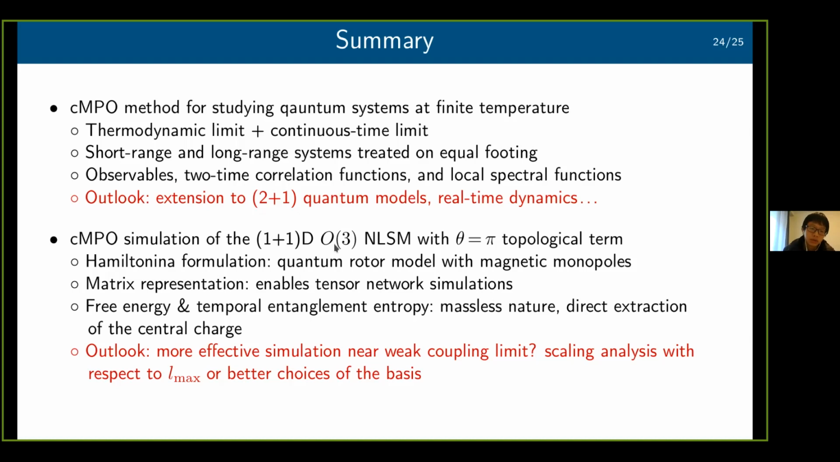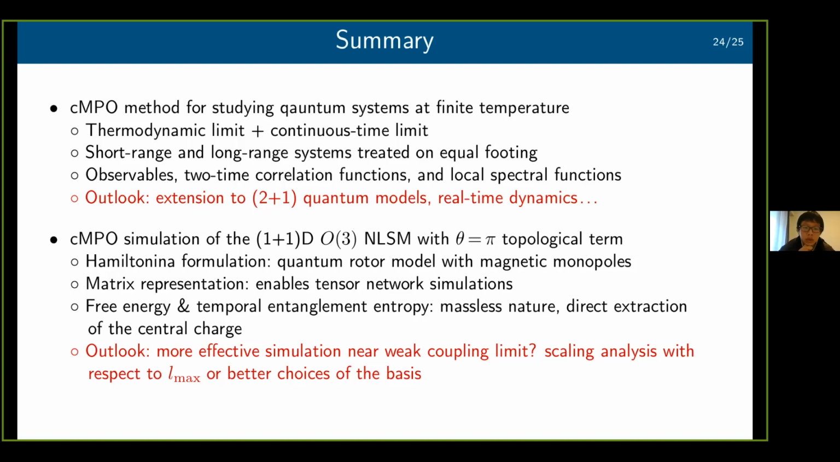And in our finite temperature calculation, we calculated the free energy and the temporal entanglement entropy, which verifies the massless nature of this model for all the coupling constants. And we are also able to directly extract the central charge from our calculation.